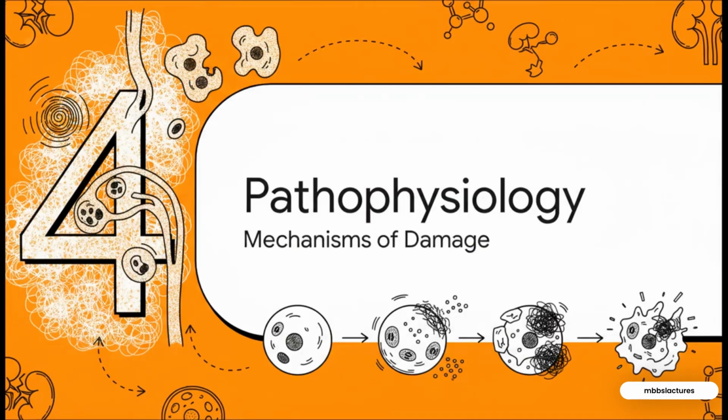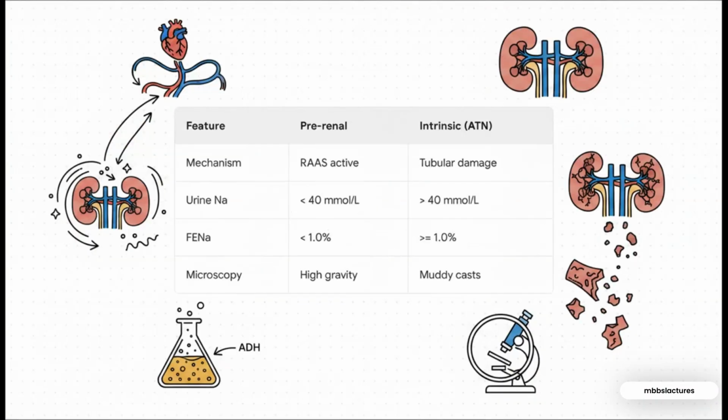On to Section 4, Pathophysiology of renal injury. Let's look at the actual mechanisms of damage. Now, what's really interesting about this slide is how perfectly the physiological failure maps directly to your exam-critical lab findings. Look closely at the difference between pre-renal AKI and intrinsic AKI, caused by acute tubular necrosis. In pre-renal AKI, the nephrons are desperately trying to hold on to volume. The RAS is hyperactive, aggressively pulling sodium back into the blood.